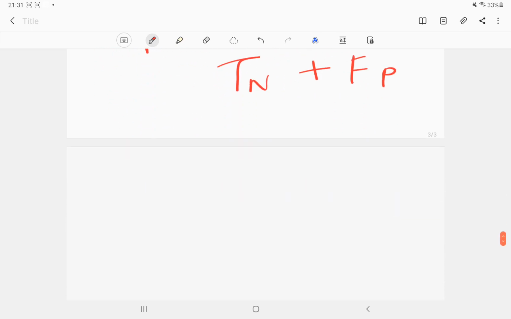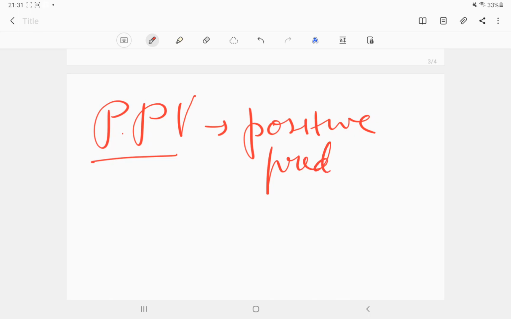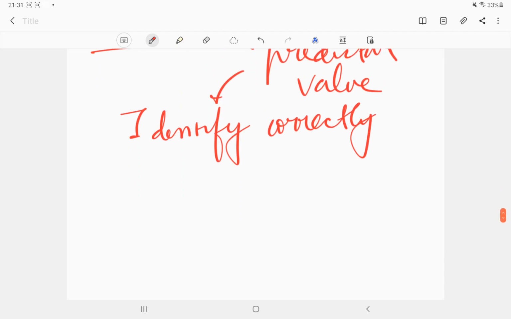Okay. After specificity, we have other parameters that we calculate. That is PPV, which is positive predictive value. Okay. Now, what is positive predictive value? Positive predictive value is the ability of a screening test to identify correctly all those who have the disease out of all those who test positive on a screening test.